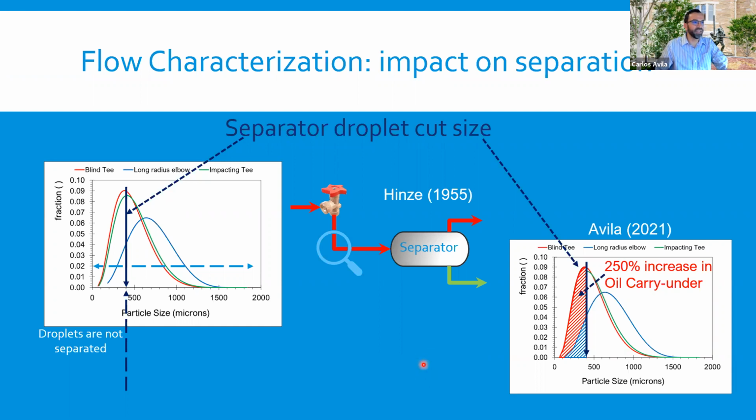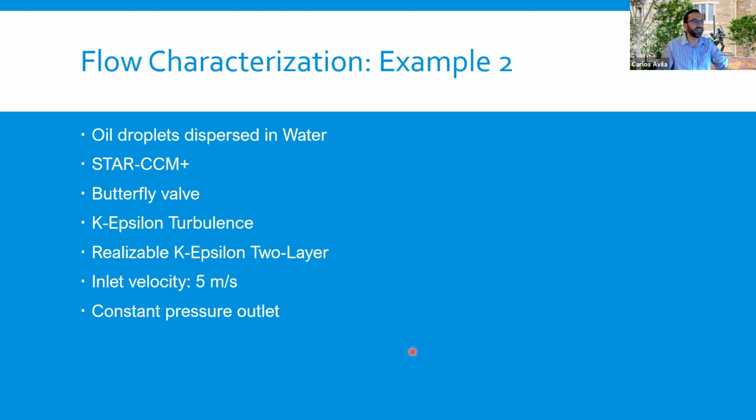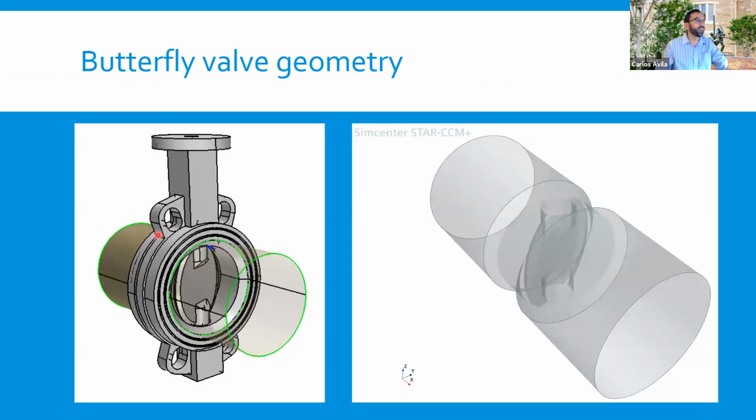All right, let me move to the next slide. And here's a second example. I'll try to move faster, so I don't take too much of your time today. This is what's done in Star CCM. This is a CFD simulation of a butterfly valve. So here's the geometry of a butterfly valve with a plate in between that moves to adjust the flow rate.